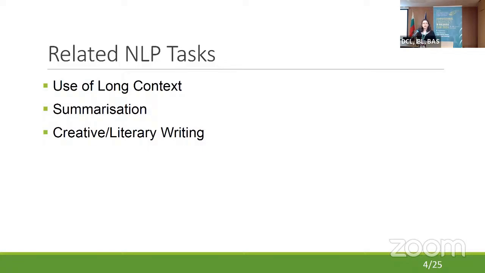And finally, creative or literary writing, which is a little bit of a controversial task for large language models. And it opens deep questions, such as about the nature of creativity. And as of today, large language models are most commonly used for subtasks that aid the writing process, such as the creation of a certain character or their characterization.